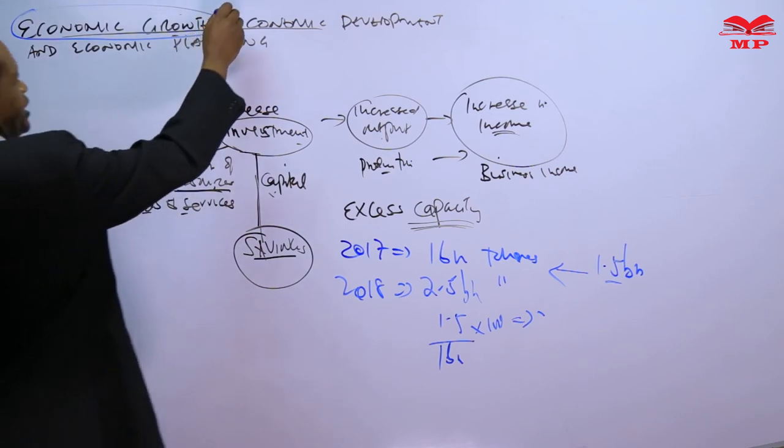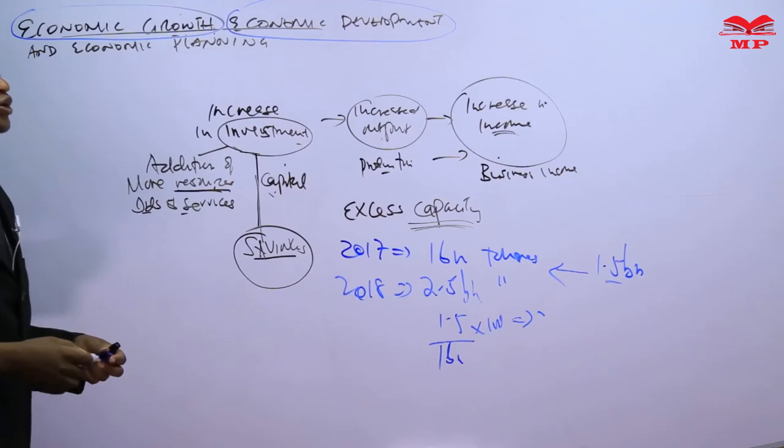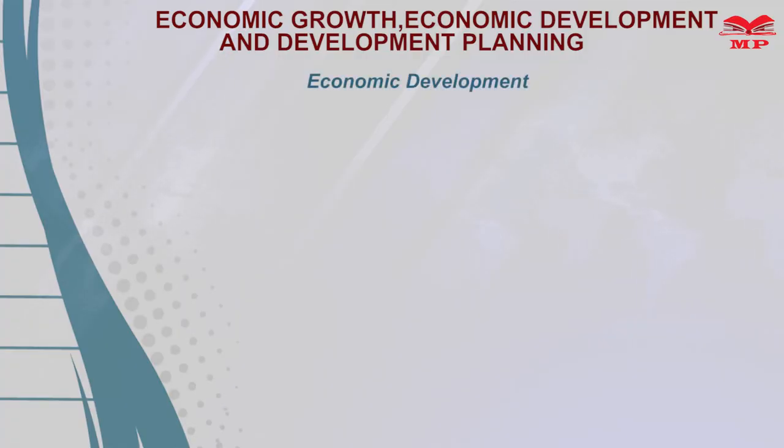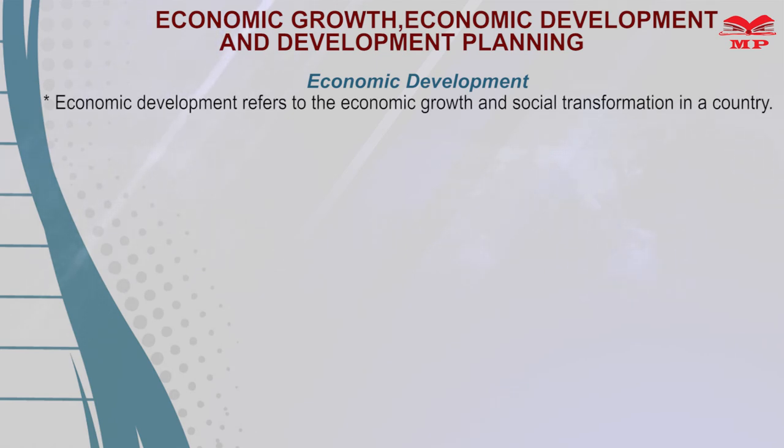So what is economic development? We have defined economic growth. So what is economic development? How can economic development be defined? Now, economic development refers to economic growth and social transformation in a country. All right? Overall, we can define economic development as economic growth and social transformation in a country.